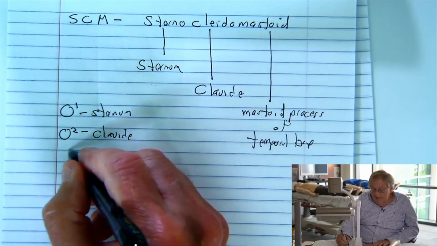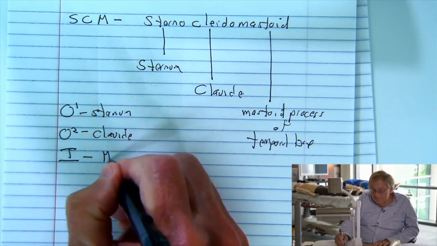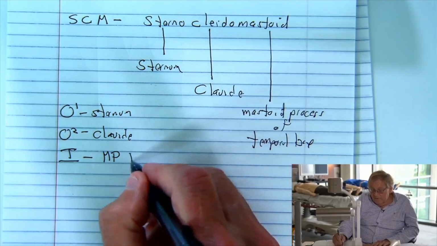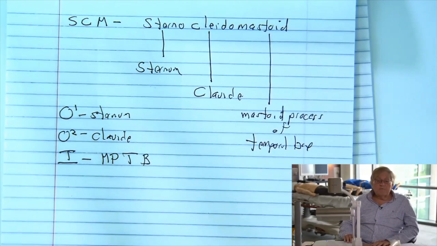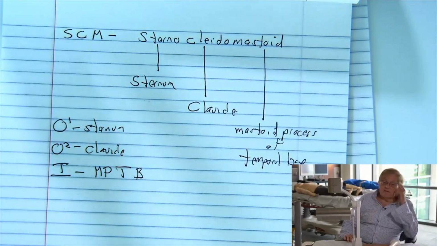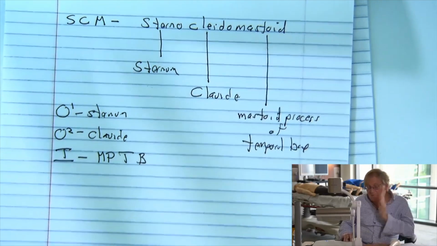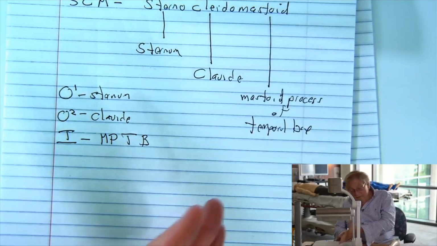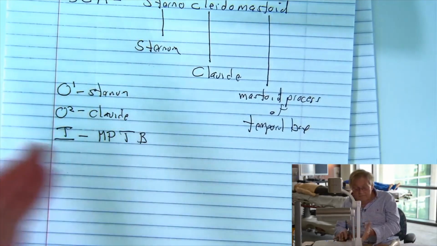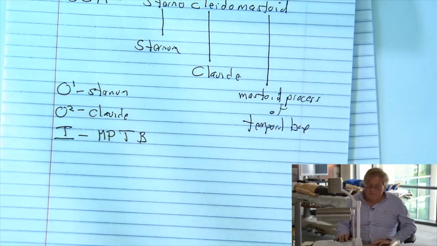And it's going to have the I, or insertion, which is the MP, mastoid process of the temporal bone, just as I have on the page before. So again, one of the origins is coming from the axial skeleton, the sternum. One of the origins is coming from the appendicular skeleton, the clavicle, and it's inserting on the axial skeleton, which is my cranium, on the mastoid process of my temporal bone. So now we know the name of the muscle, and we know where it starts and where it ends, its origin and insertion, just by knowing its name.